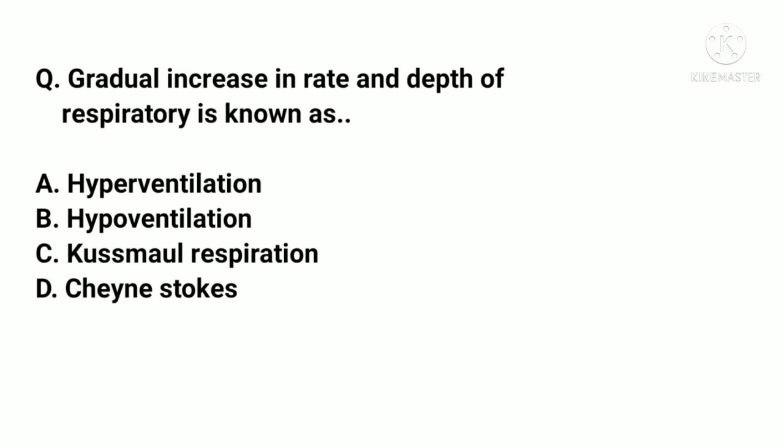Gradual increase in rate and depth of respiration is known as A. Hyperventilation, B. Hypoventilation, C. Kussmaul respiration, D. Cheyne-Stokes. And the correct answer is C. Kussmaul respiration. Kussmaul respiration is a type of hyperventilation, the lungs' emergency response to metabolic acidosis. The carbon dioxide needs to be eliminated from the body, so the rate and depth of respiration increase.